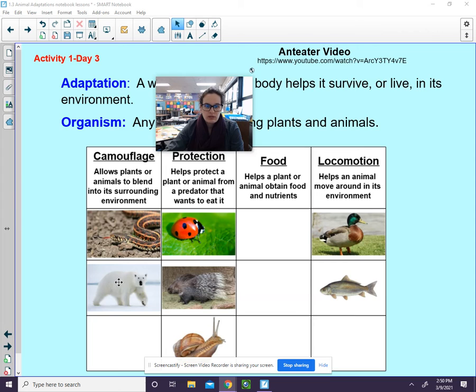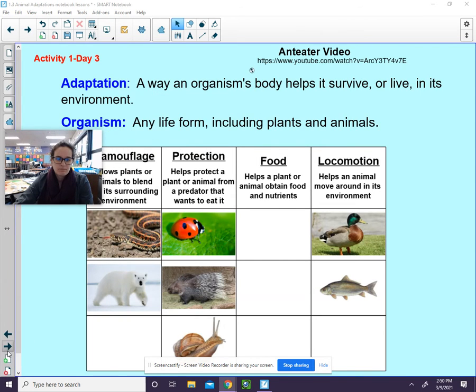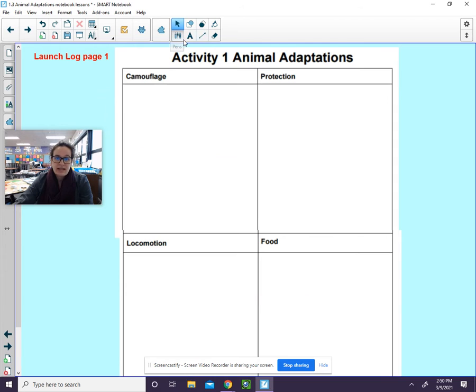What animals did we think fit under camouflage? Well, we drew a snake, and we put the polar bear here. The snake blends in with the brown, the polar bear blends in with the white. Pick one of those pictures to draw. You do not have to do the exact same picture that I do, but I'm going to draw a snake.